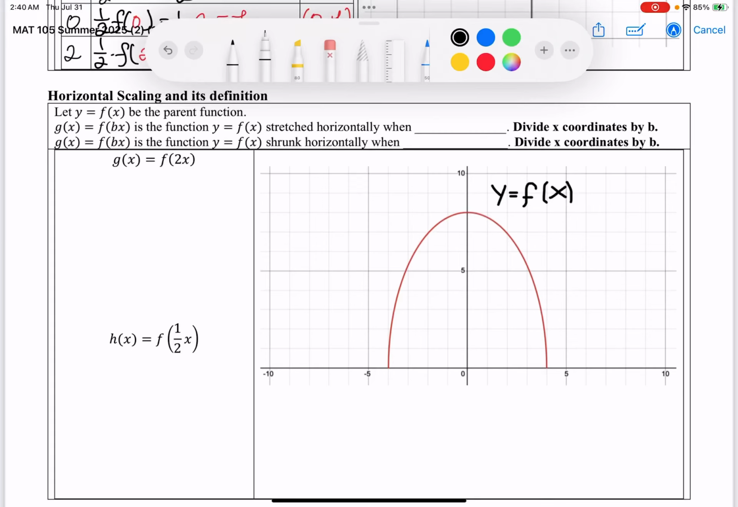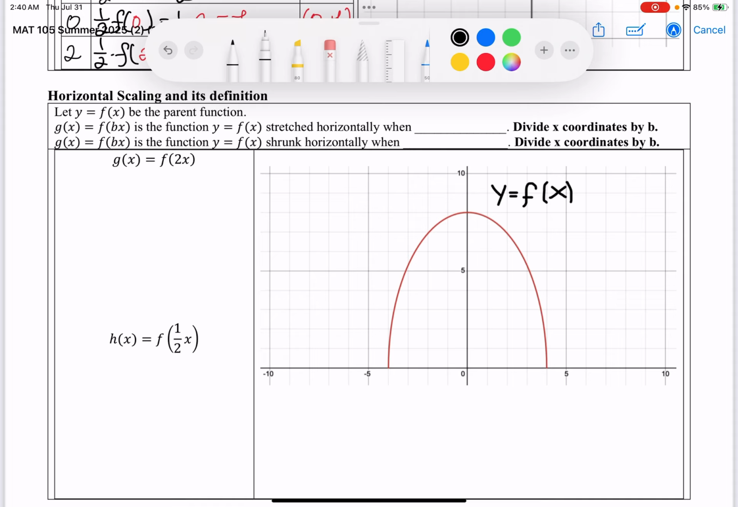So compared to the last question, instead of having multiplication outside of the function, we're now multiplying a number inside the function. So once again, our parent function is y equals f of x. And for this topic, we are focusing on horizontal scaling and its definition. It can also represent horizontal dilation. So let's keep both of those in mind. They can be used interchangeably.